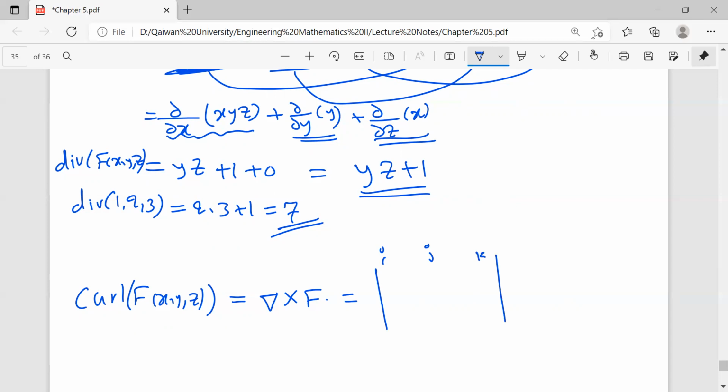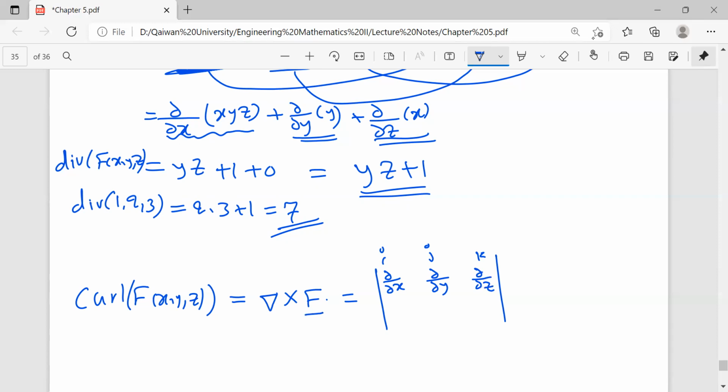We write down the del operator components. The del operator is partial by partial x i plus partial by partial y j plus partial by partial z k. We write down the i component beneath i, partial by partial x. And for j, we have partial by partial y. It's for the del operator. And for k, we have partial by partial z.